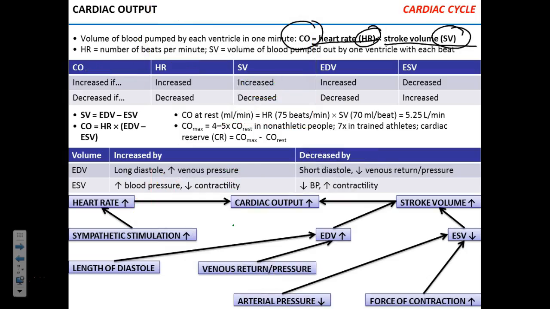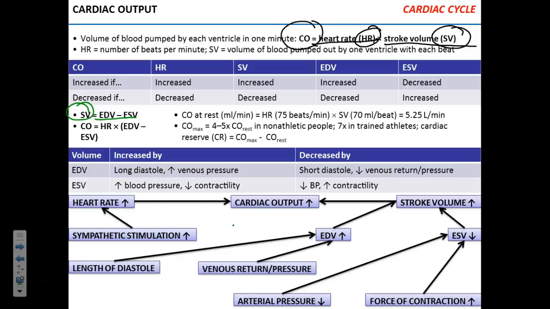Okay? Does that make sense? End systolic volume: the volume of the blood that remains in the ventricle after systole, after the complete squeeze out. So stroke volume will be the difference between the volume that you had in the heart before it got contracted and the volume in the heart after it contracted 100%. So stroke volume is the difference between end diastolic and end systolic volume.